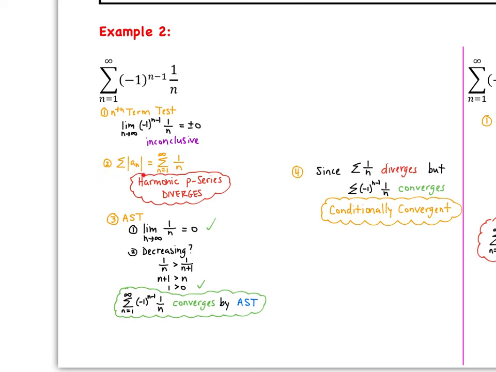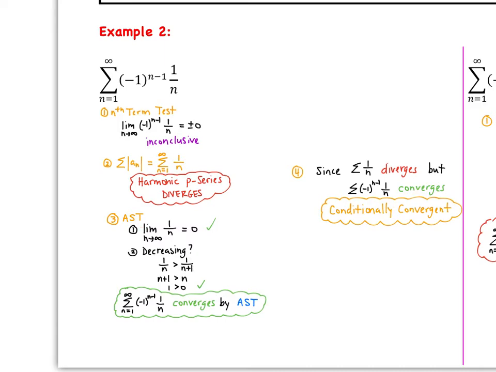Now we're going to look at the absolute value of this series. So we're going to omit this (-1)^(n-1) portion, and we're just going to figure out if this series converges or diverges. What we should recognize is this is a harmonic p-series, which diverges. So now we have to go to the alternating series test.